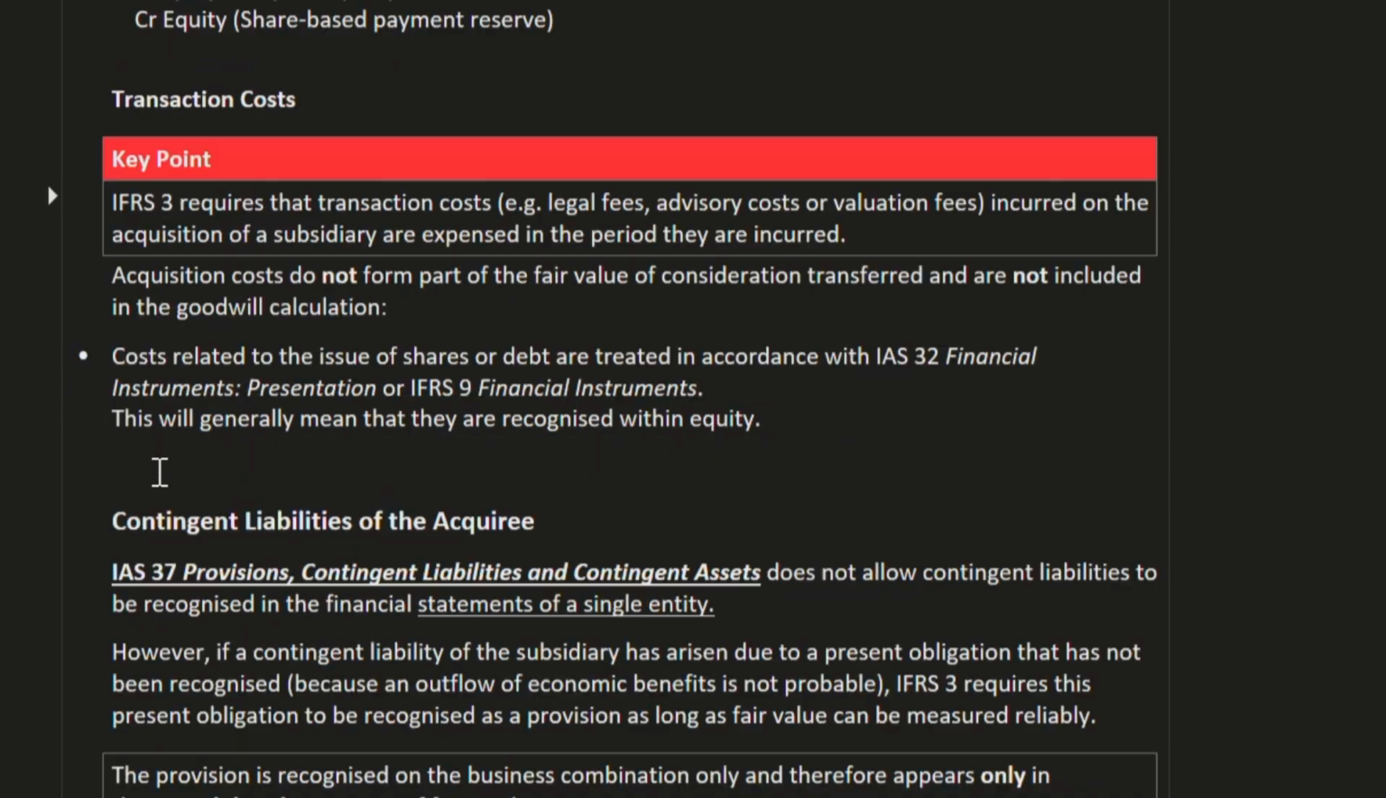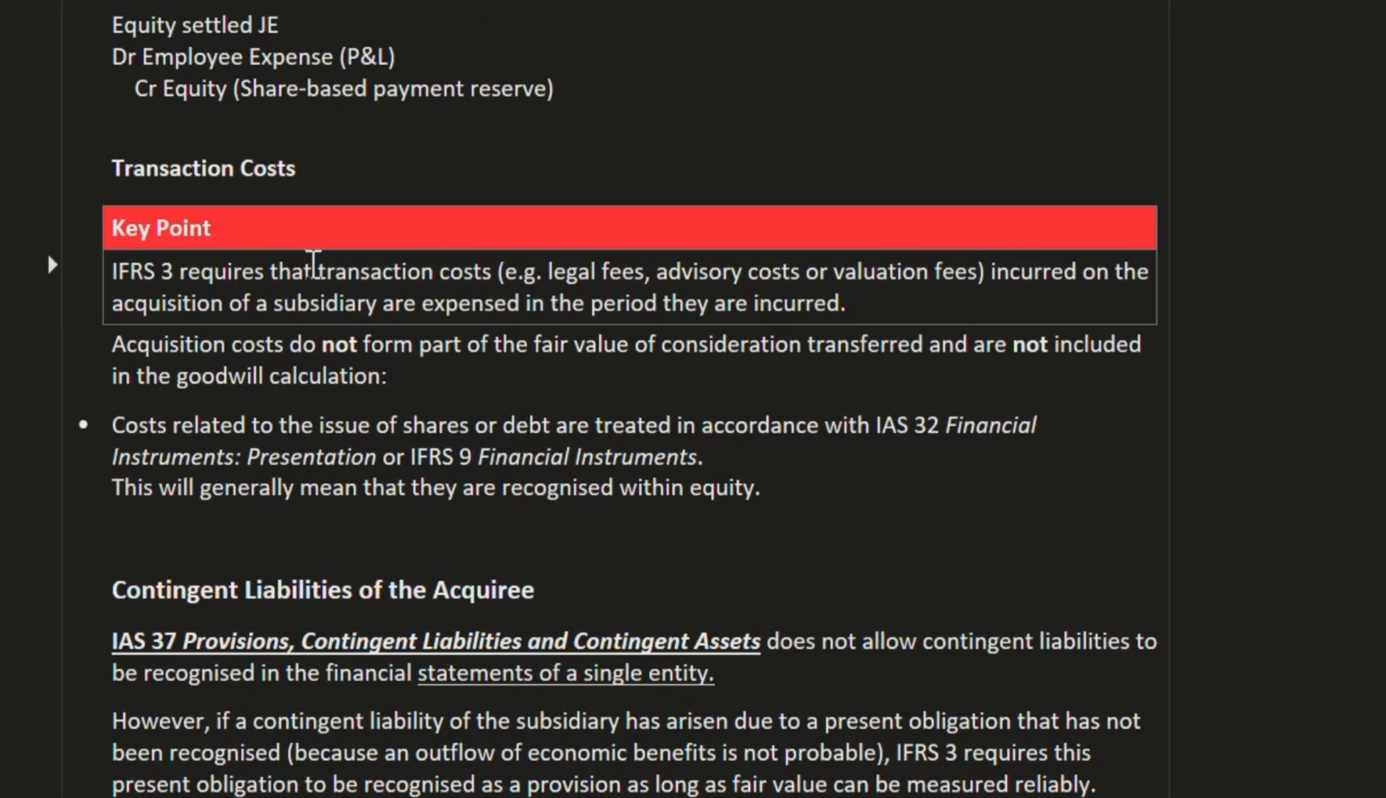Now the transaction cost. IFRS 3 requires the transaction cost, for example legal fee, advisory cost, or valuation fee incurred on the acquisition of a subsidiary, to be expensed in the period they are incurred. So all these transaction costs will be expensed in the period when incurred. Acquisition costs do not form part of the fair value of consideration transferred and are not included in the goodwill calculation. So the acquisition cost is not part of fair value consideration.